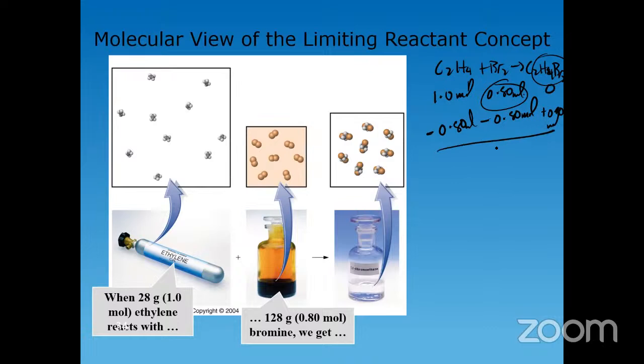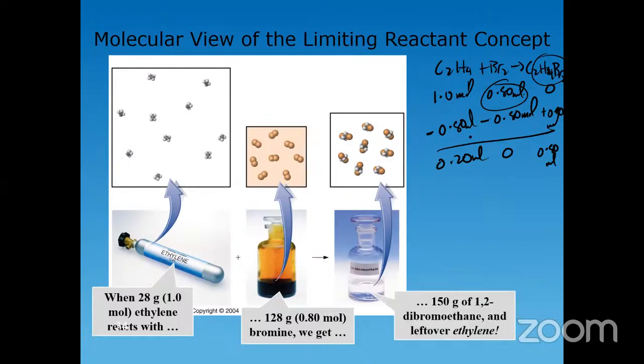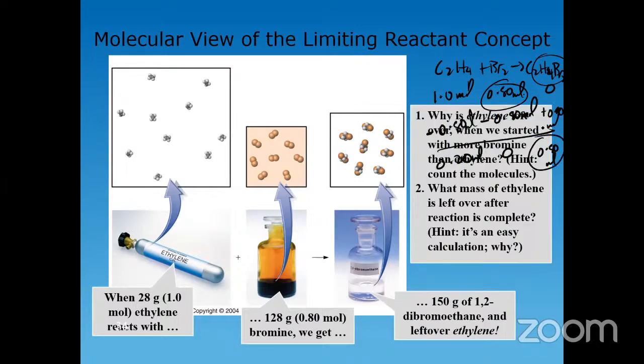So at the end of this reaction, you're going to have none of that, no bromine left over. You're going to have 1.0 minus 0.8, which will give you 0.20 moles. And here you're going to have 0.8 moles of the ethylene dibromide. So basically, this would be the amount of the product you expect to get. And when you convert it to grams, you're going to get 150 grams. Of course, by now you should know how to do that.